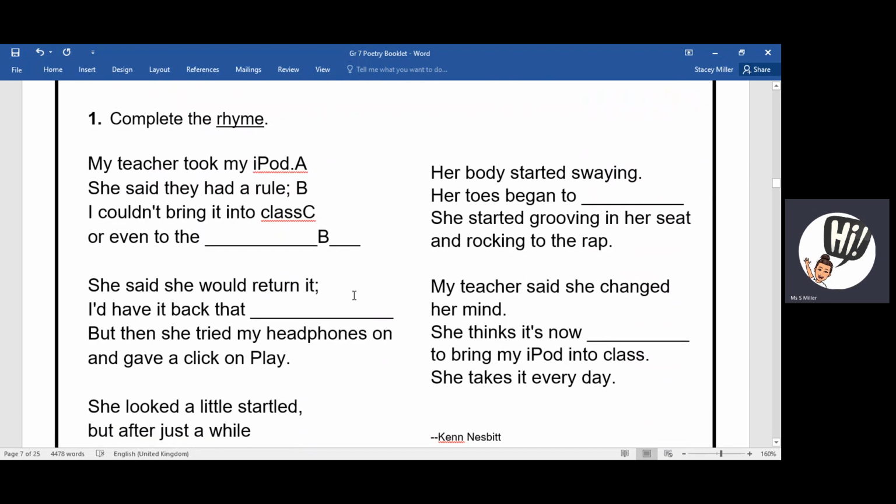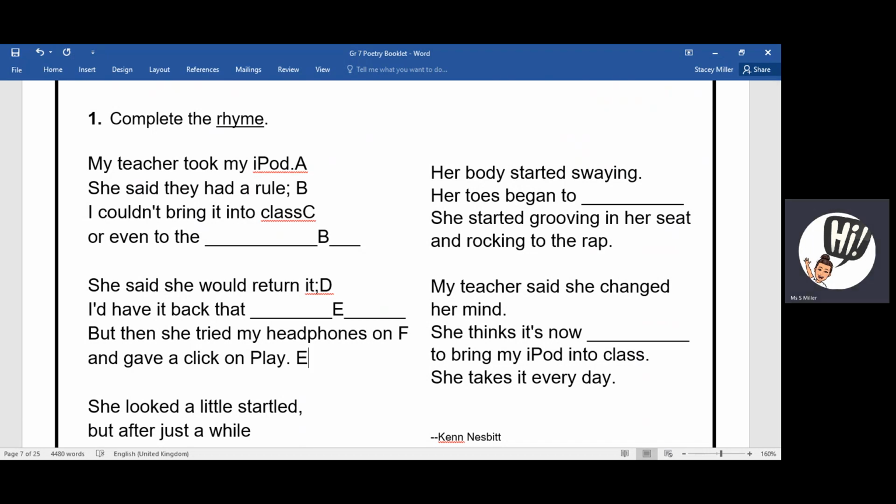Okay, let's look at the next line. She said she would return it. Does it rhyme with A, B, or C? No, so we would put D because we haven't used D. That's what's next. I'd have it back that day. Does day rhyme with anything above? No, so that would be E. But then she tried my headphones on. Does on rhyme with anything? No, so that's F. Everyone understand where I'm getting the letters from? We're just going alphabetically. And gave it a click on play. What does play rhyme with? Got it. You guys got it.